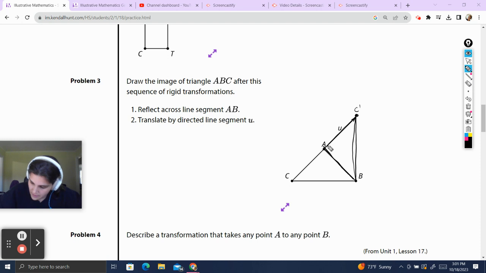Now we want to translate by directed line segment U. So we have directed line segment. Let's change colors. That's U, which means at each point, so A is going to go right about right here. So A prime is going to end up over there. C is going to shift the same amount. So C double prime or C prime. And then B is going to do exactly the same thing, and he's going to come right over there. I'm going to call him B prime. We're going to connect all those 3 points, and we have translated this shape over to that shape.